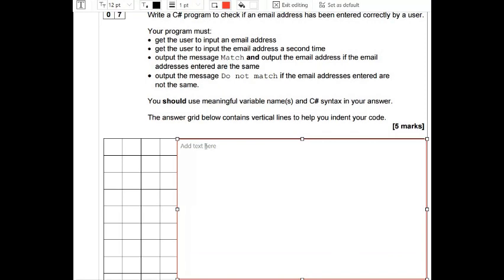So you would have string email = console.readline. That's the first bit. But you're not just going to have string email, you're going to have string email1 because we need to have 2 emails. Hence why we're going to have string email2. And that's also going to be a console.readline. That is what you need there.